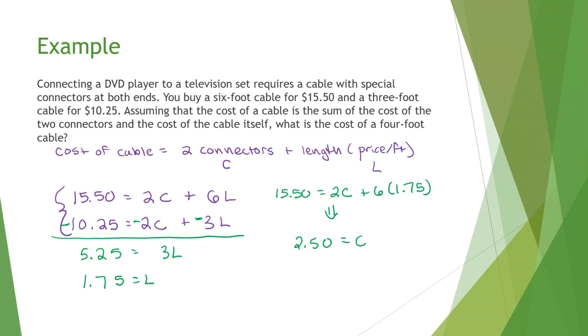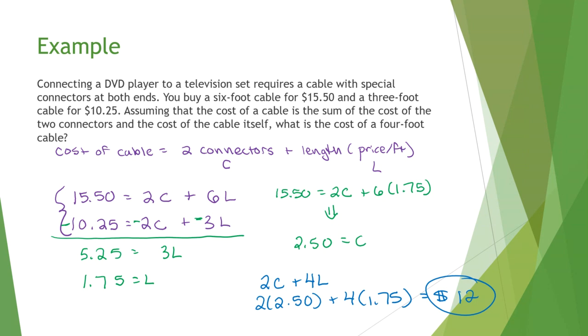Our question says, what is the cost of a 4-foot cable? So if we have 4 feet of cable, that's 2 connectors plus 4 times the cost of a foot of cable. So that's 2 times 250 plus 4 times 175. And that comes out to $12. And so then we know that a 4-foot cable is $12.